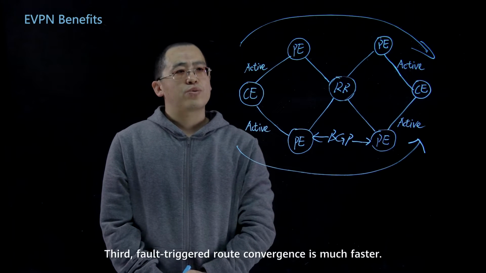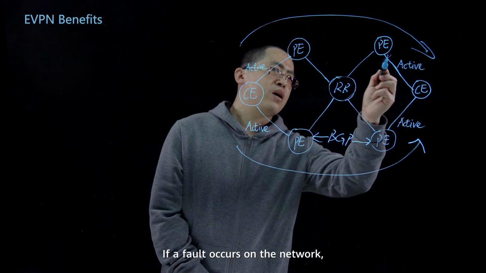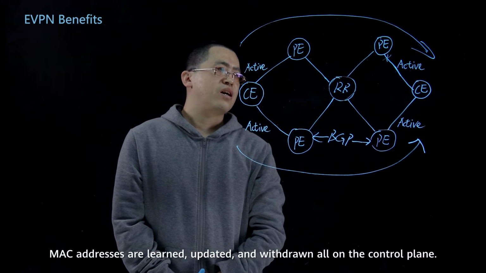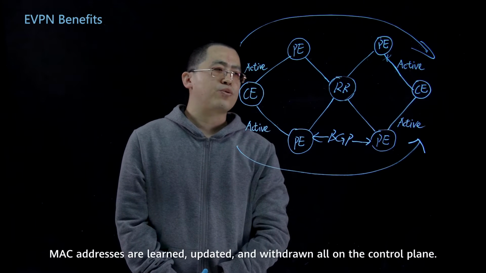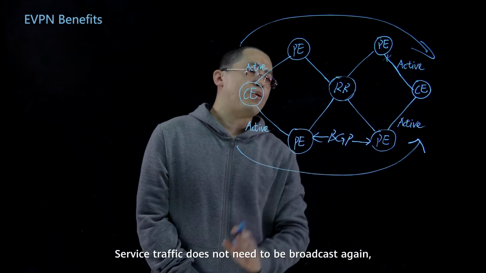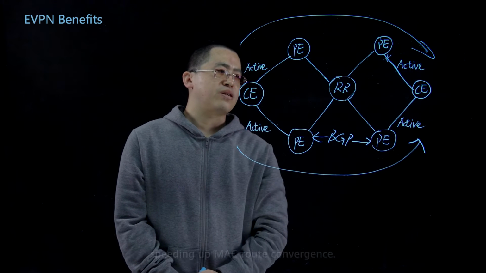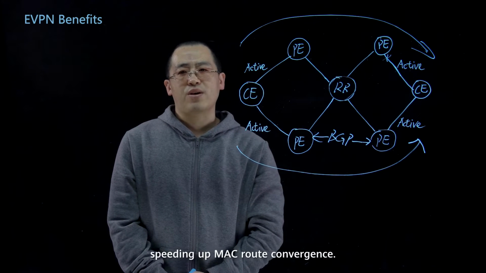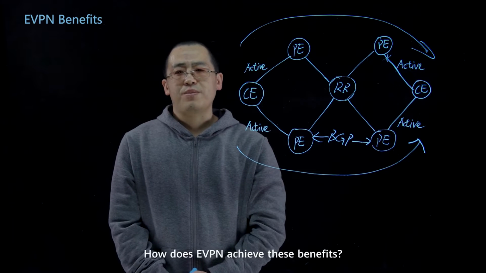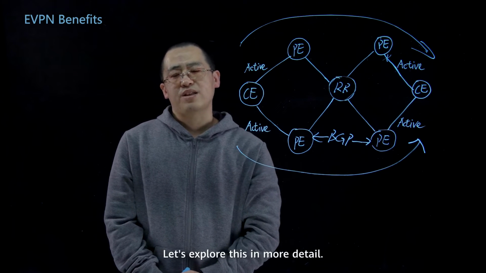Third, fault-triggered route convergence is much faster. If a fault occurs on the network, MAC addresses are learned, updated, and withdrawn all on the control plane. Service traffic does not need to be broadcast again, and relearning of MAC addresses is not required, speeding up MAC route convergence. How does EVPN achieve these benefits? Let's explore this in more detail.